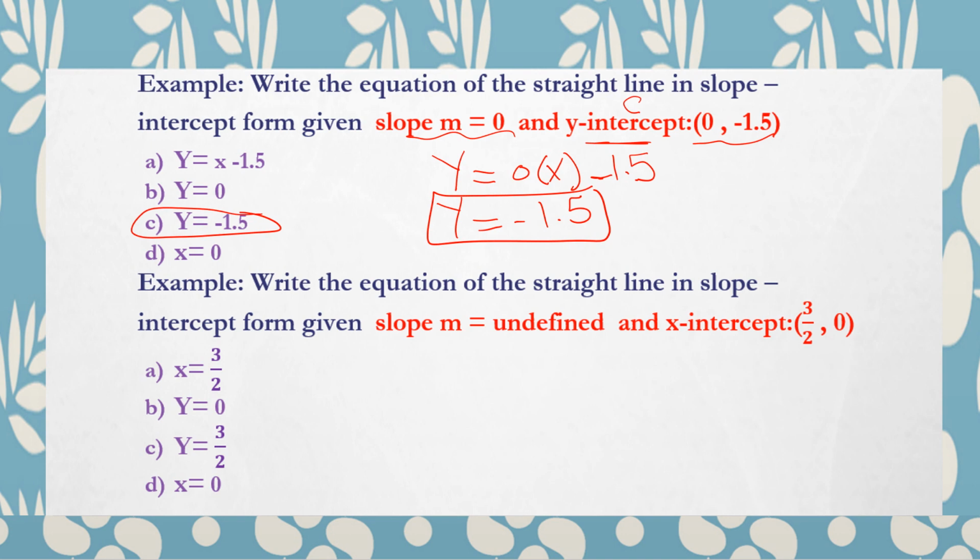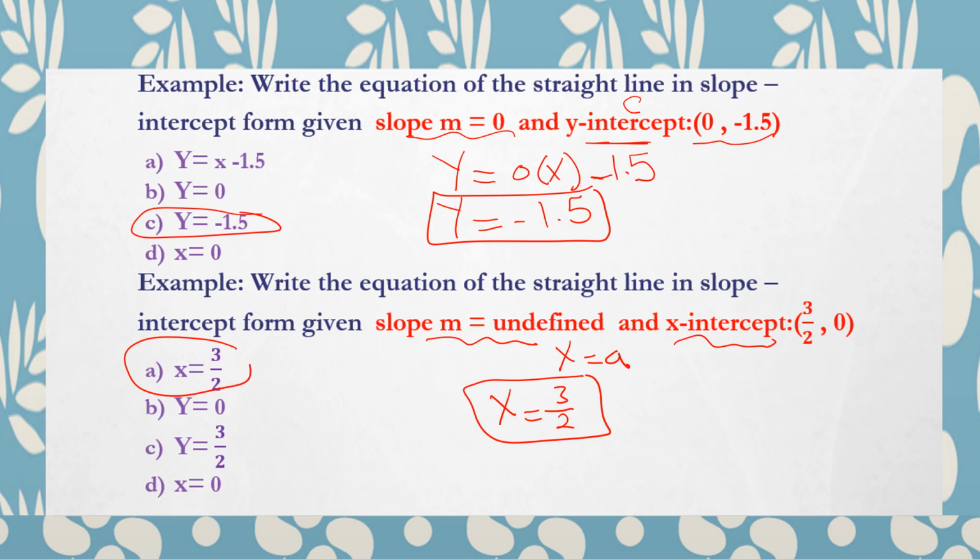Again, write the equation of the straight line from the given slope m undefined, and x-intercept equals 3 over 2. As the slope m is undefined, the equation of the straight line would be x equals a. And in this case, x equals 3 over 2. So the correct answer is A.